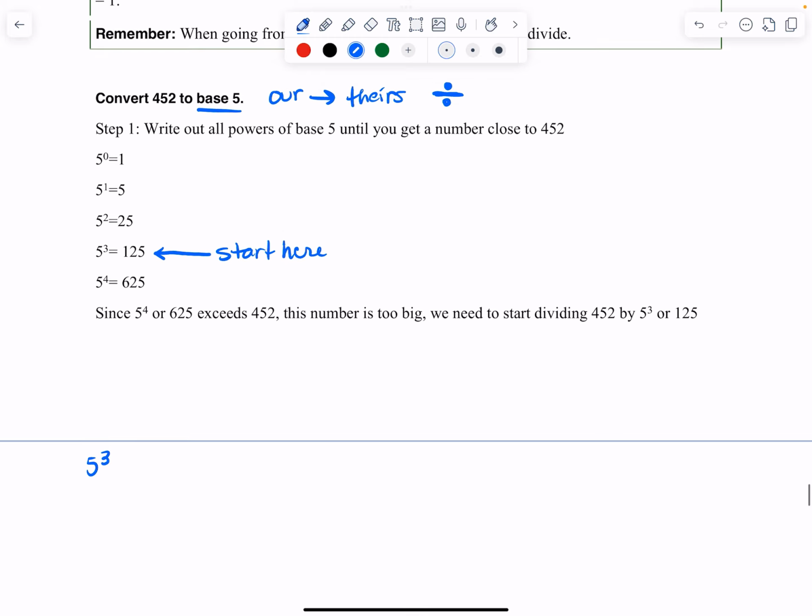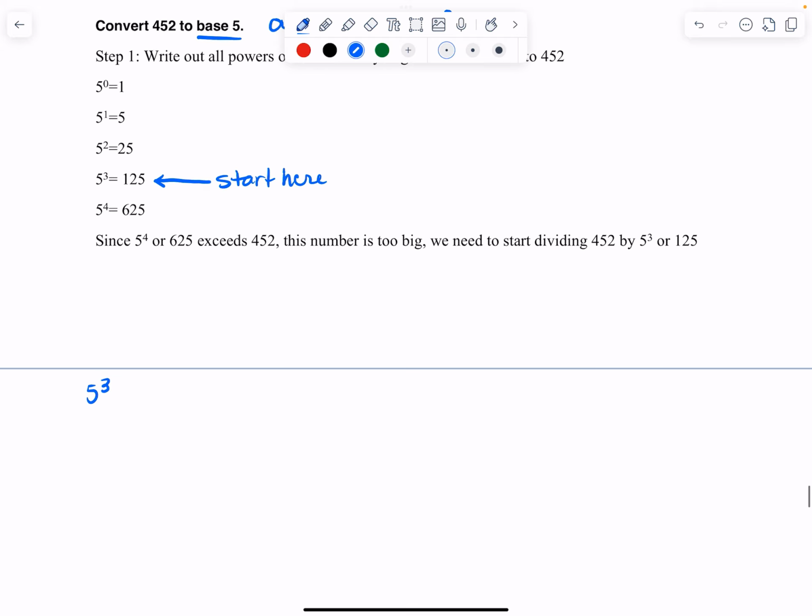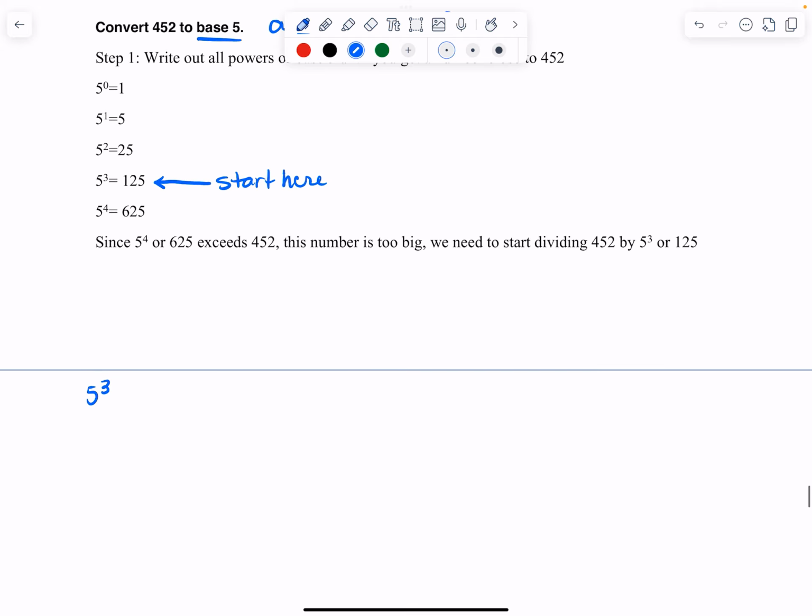Now that I know I'm starting with 5 to the third, I'm going to make a little note. I'm going to take that value, which in Hindu-Arabic is 452, and divide it by 125, which is what 5 to the third is. You're going to literally divide that on your calculator, so I hope you still have your calculator handy. 452 divided by 125, and when I do that, I get 3.616. I'm going to ignore that.